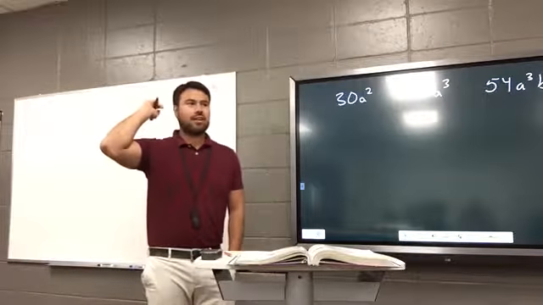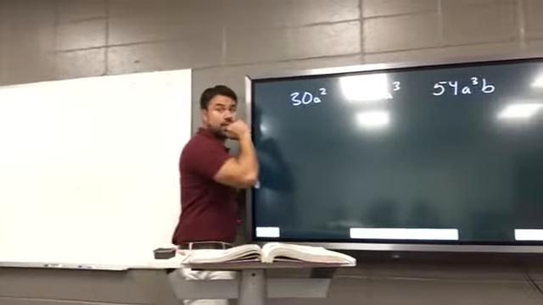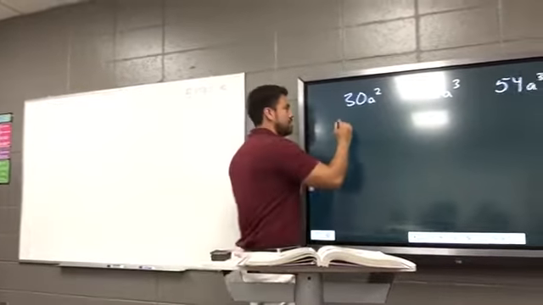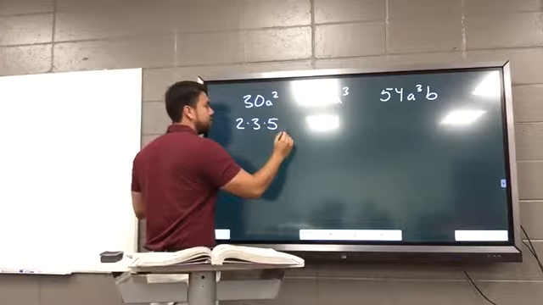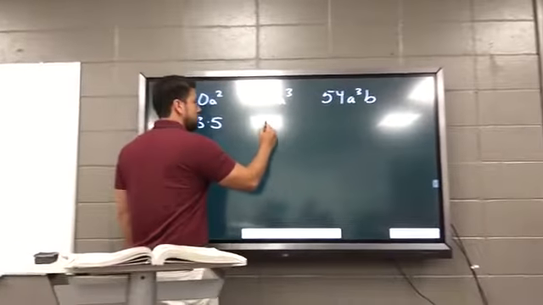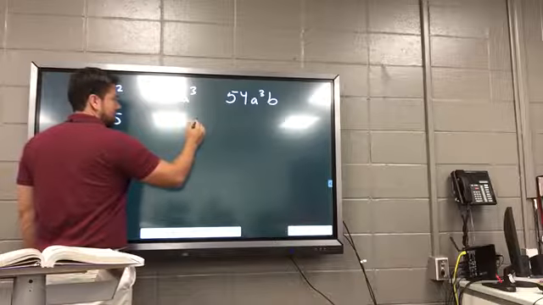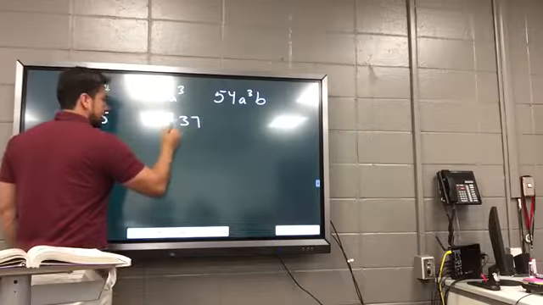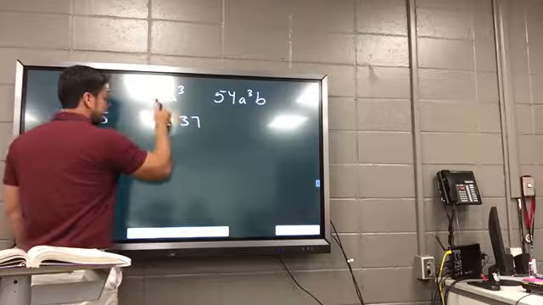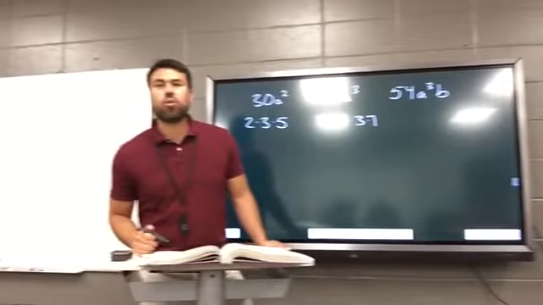Someone, I'll go with Lucy. What's prime factorization of 30? Sorry, I hear talking and there's only one person. 2 times 3, 2, 3, and 5. 42. Jenna? 2, 2, 2, 3, 7, 6, 7, yeah. 6 times 7 is 42. Okay, and what about 54?